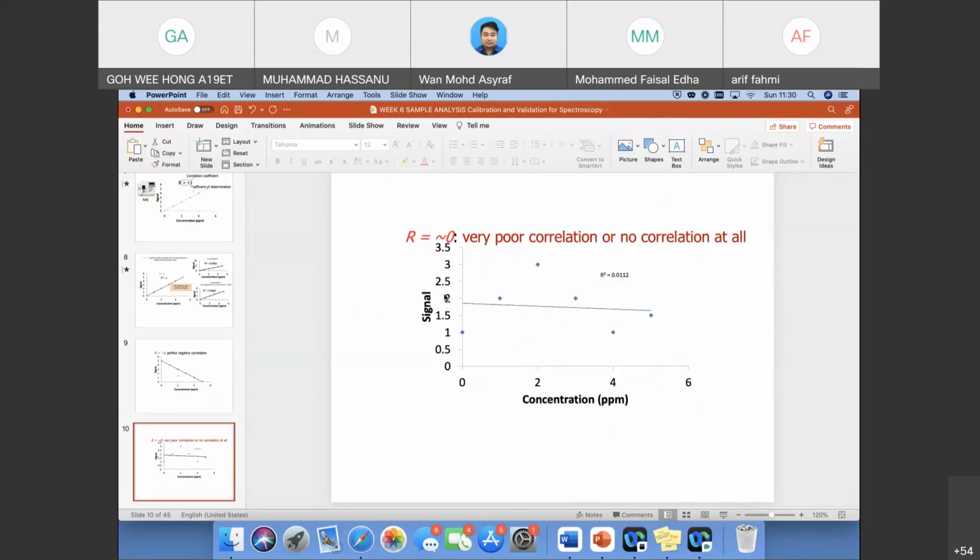All right. So for this one, r square equal to 0.0112. This shows that this is a very poor correlation or no correlation at all because of this value of r square. And even when you look at it, the straight line doesn't pass through all of the points. It doesn't pass through any of the points. So this shows that this is a very poor calibration curve.